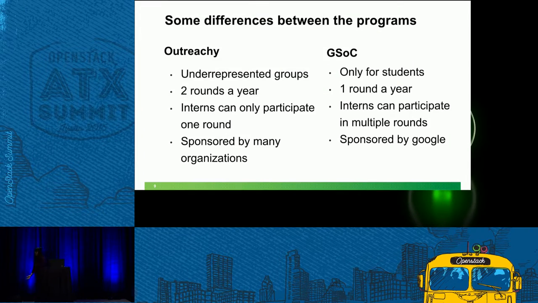So some of the differences in the program, as you see, Outreachy is for underrepresented groups, whereas Google Summer of Code is only for students. Outreachy happens twice a year. Google Summer of Code is just one round.